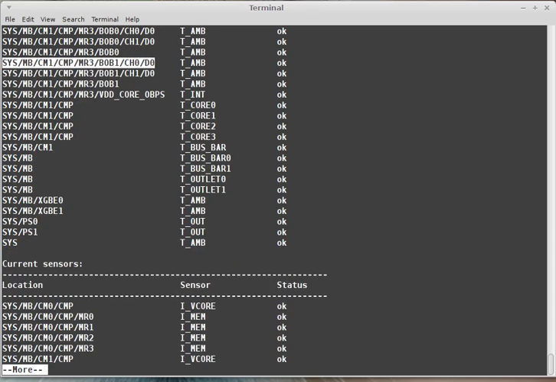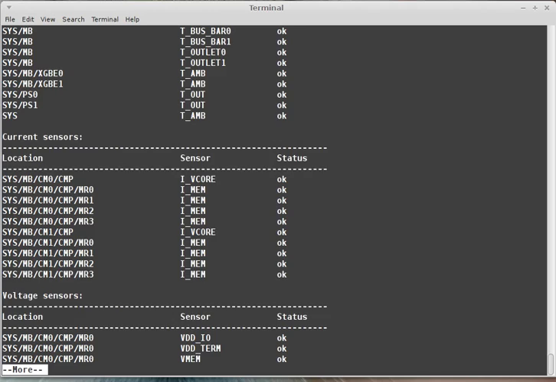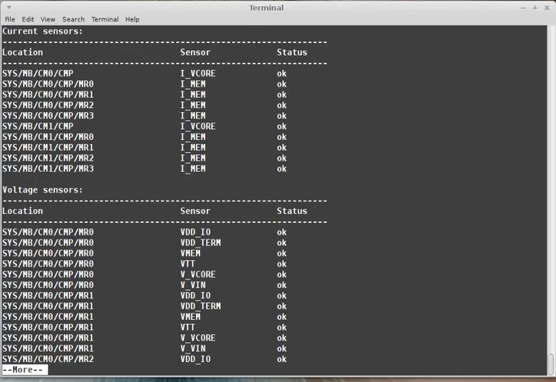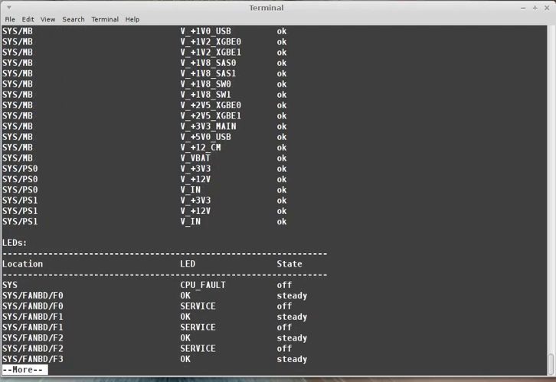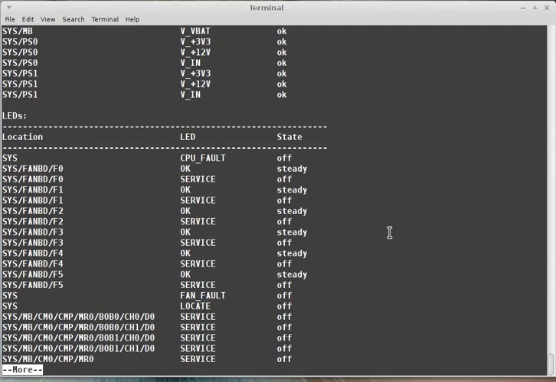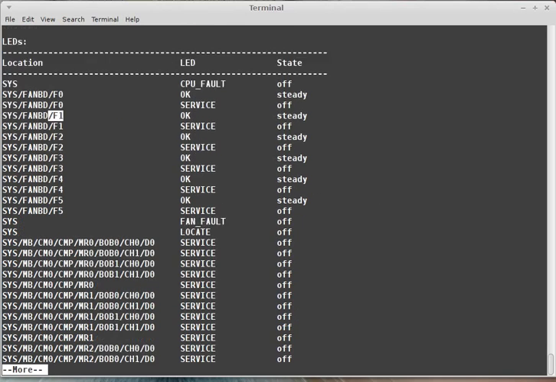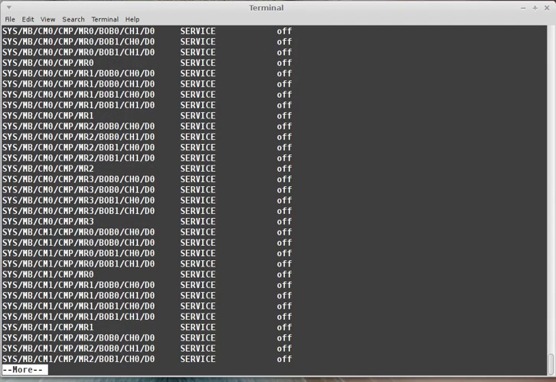Sorry for my Turkish. Yeah, they are fully okay. Fan board, fan zero, fan one, they are steady, okay. Service LED is off.